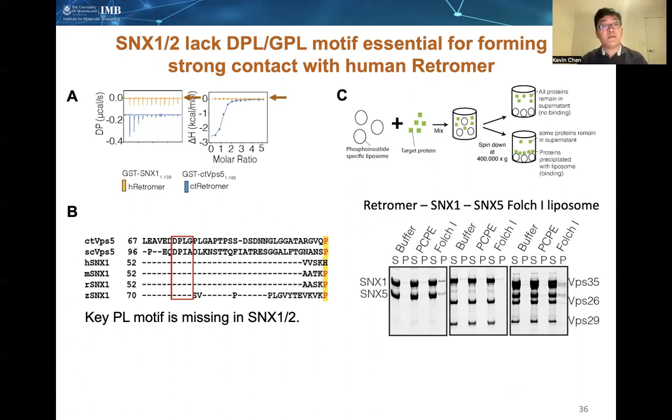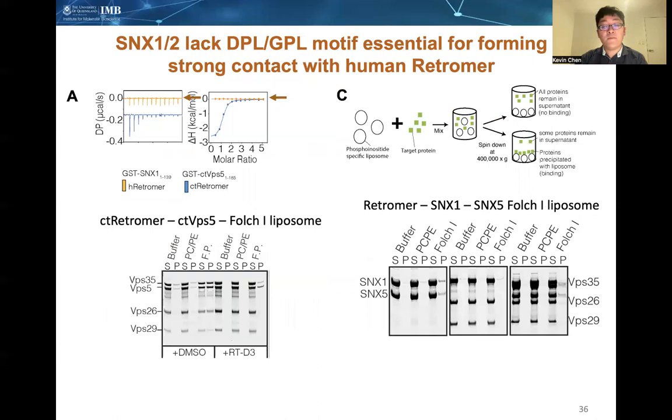And that makes sense with ITC. Just using the N-terminal region itself, we can see a very nice binding of the N-terminal loop region of VPS5 to retromer, but not SNX1. It's the actual N-terminal loop region because it's missing the PL motif. That having said, it is also consistent with the liposome pulldown assay.